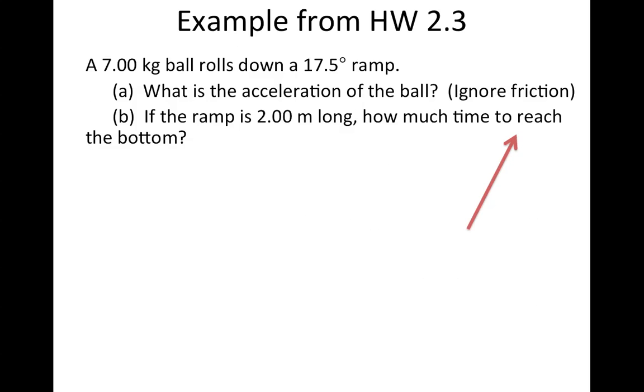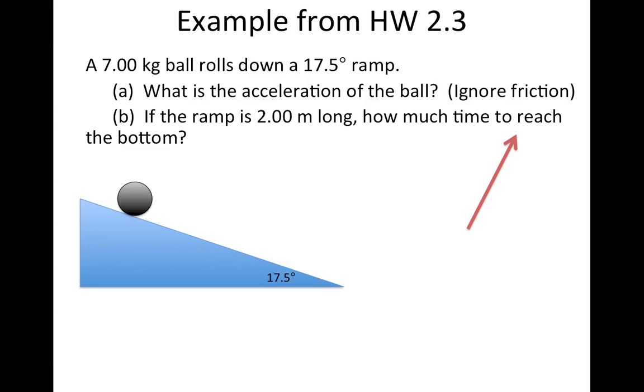So let's look at, this little vector is lost and confused. So let's look at an example from the homework that you're going to work on in a little bit. And so this is number 3, I believe, on the front page. Okay, it says a 7 kilogram ball rolls down a 17.5 degree ramp. A, what is the acceleration of the ball? We're going to ignore friction. And then B, if the ramp is 2 meters long, how much time to reach the bottom of the ramp?